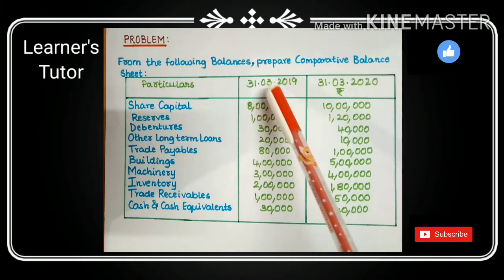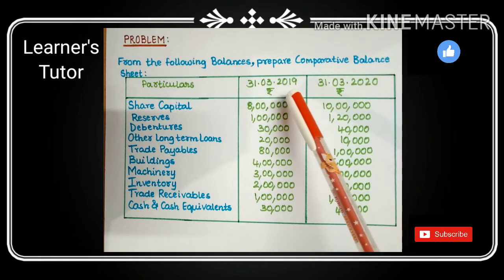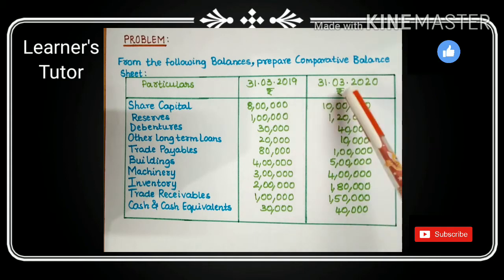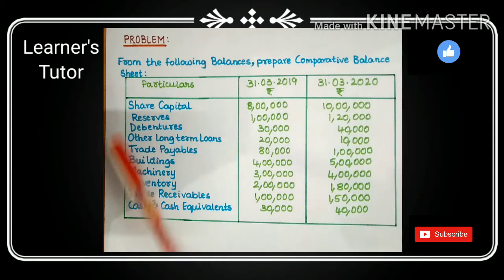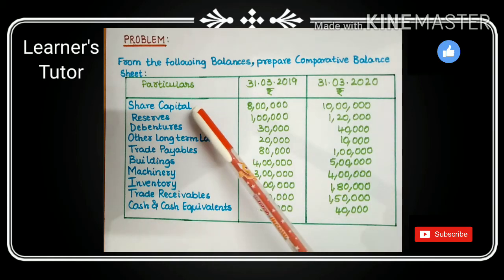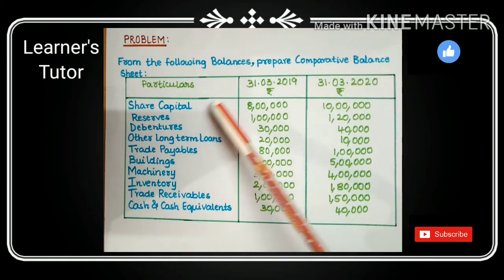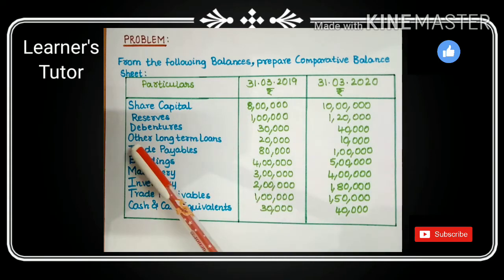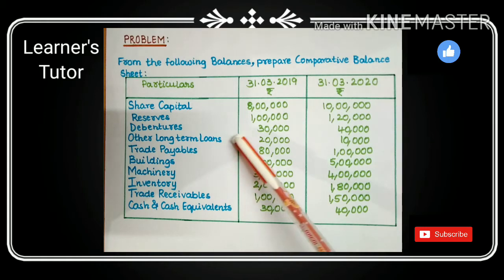Particulars. 31/3/2019 is the previous year. 31/3/2020 is the present year. This is the given information. Let us analyze from the particulars, which is asset and which is liabilities. Share capital is a liability. Reserve is a liability. Debenture is a liability.